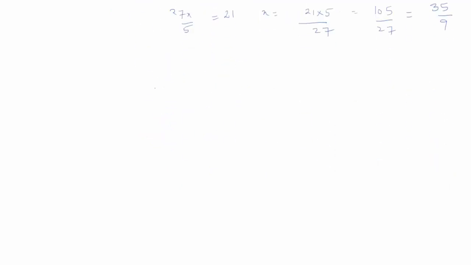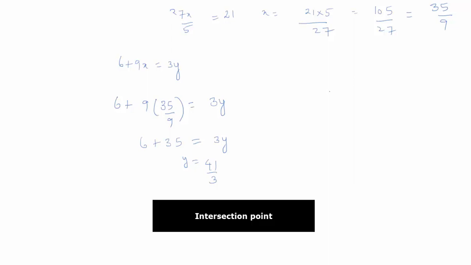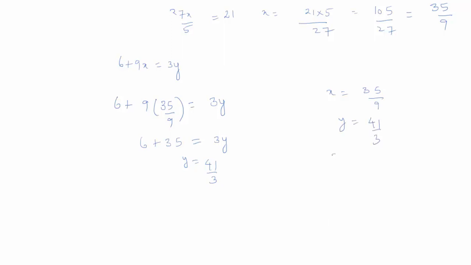To calculate the value of y, we can substitute the value of x in any of the equations which involve y. We had earlier the equation 6 plus 9x equals 3y. Here I can substitute for the value of x. So 6 plus 9 times 35 upon 9 equals 3y. That means 6 plus 35 equals 3y, or y equals 41 upon 3. So now we've got two solutions: x is equal to 35 upon 9 and y is equal to 41 upon 3, usually written as x and y coordinates separated by a comma in a bracket.